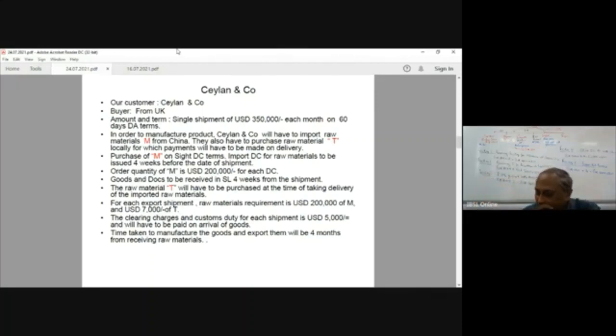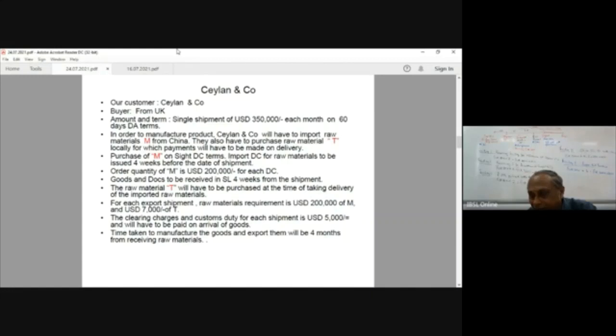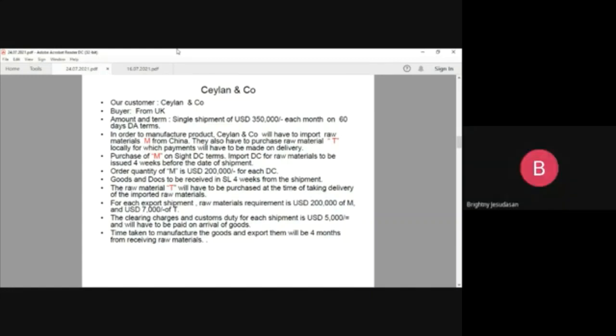The issuing bank will accept the draft. Within 2-3 days, they will accept the draft. Then only they are authorized to release the documents to the Italian guy, the merchant. Unless they accept the draft, the bank will not release the documents. Is it clear? Yes, sir.